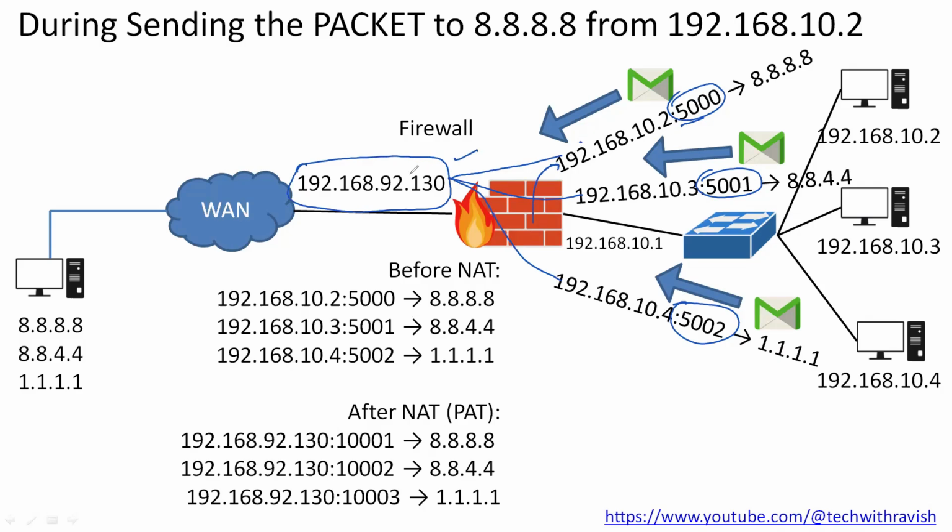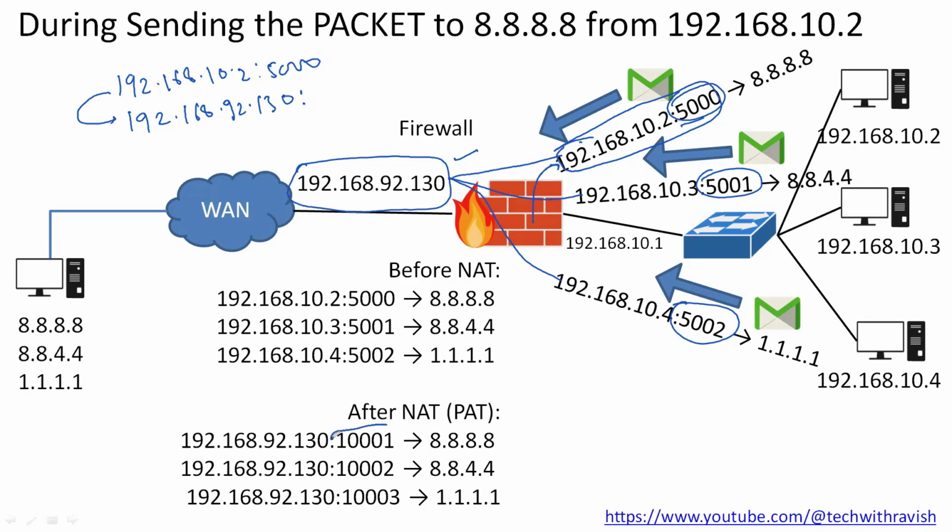When the traffic reaches the wide area network, this IP address 192.168.10.2 colon 5000 will be converted to a public IP address, 192.168.92.130, and some kind of port number will be added at the end, like 10001. So with the help of these port numbers, the traffic will be identified.